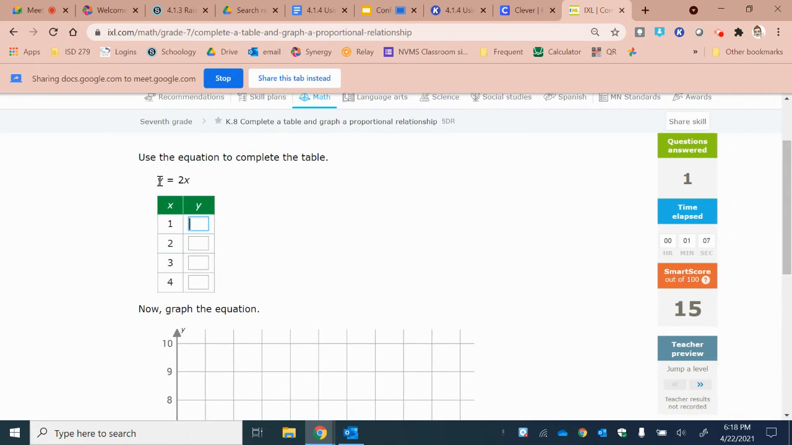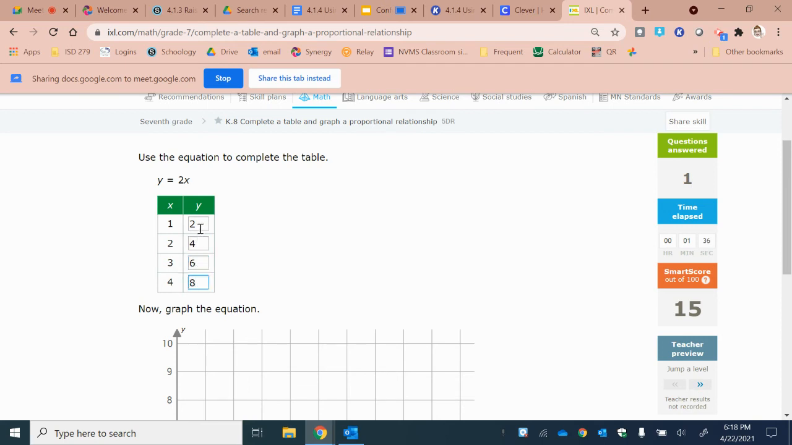We have y equals 2x. So we have to figure out, what is going to be the value of y here? So y equals 2x. So we have x is 1. So 2 times 1 is 2. And then 2 times 2, when our x is 2, that's 4. And then we have 3 times 2, so that's 6. And then 4 times 2, which is 8.